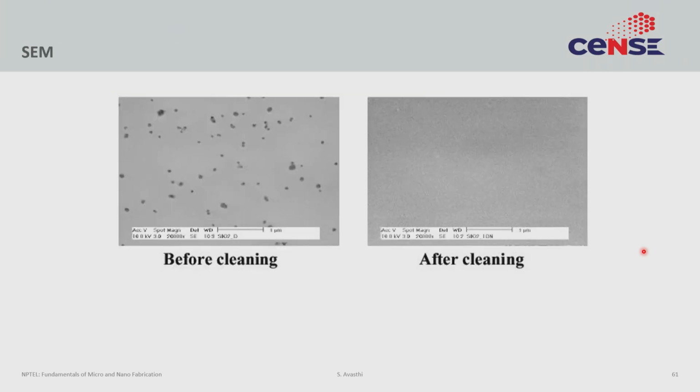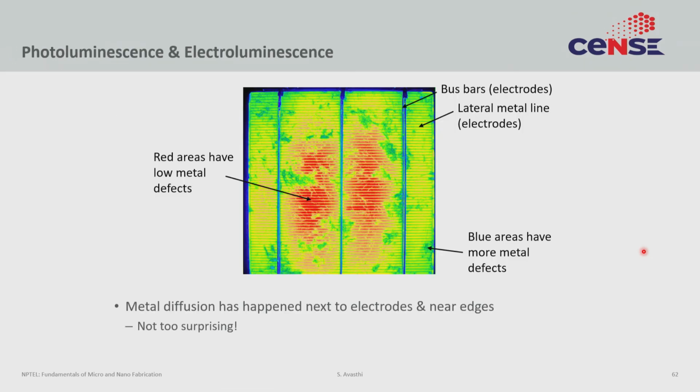SEM is another common example. So, here is what an SEM image would look like. Before cleaning you will see some particles on the surface, after cleaning you would not see particles on the surface. This works as long as the particles on the surface are not very sparse, right. They have a certain, reasonable density.